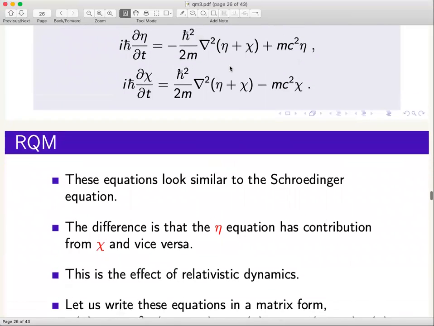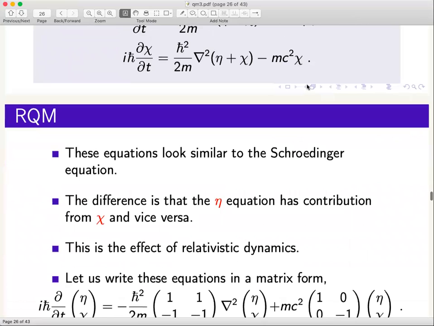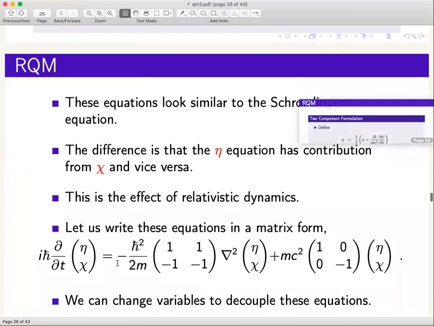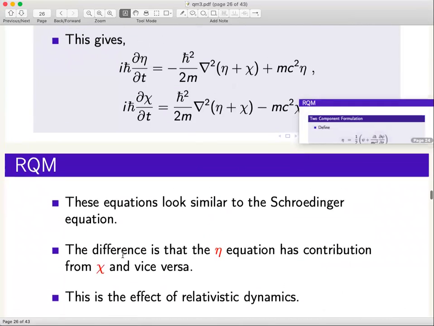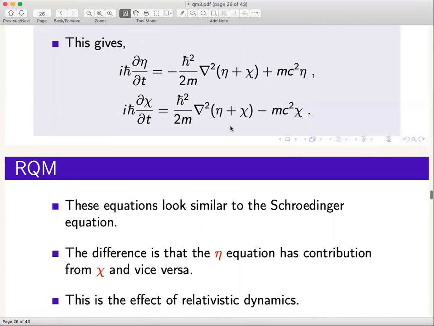So what we can try to do is take these two equations and try to write them in a matrix form. To do that, we think of eta and chi forming a column vector. And if you make that a column vector, then this i h bar del t acting on the column vector eta chi is a kind of trivial thing to write.